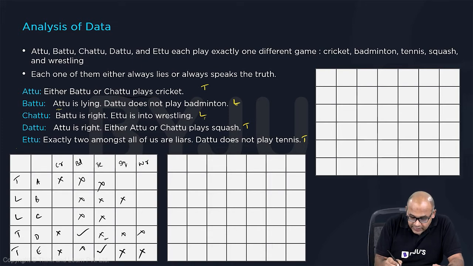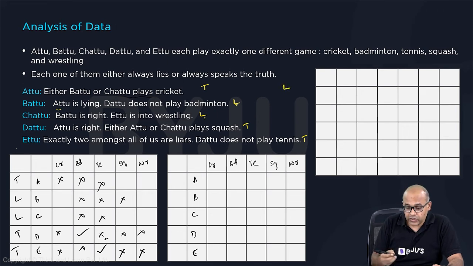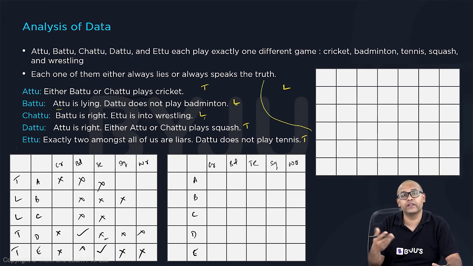Let us take the second case. So I will write A, B, C, D, E again. Then cricket, badminton, tennis, squash, and wrestling. So let us take the second case where I say that this guy is a liar. So the first case is done. Now the first person is a liar.